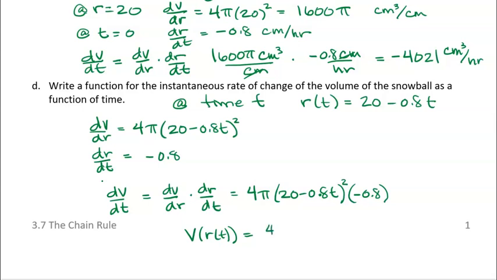We could write that as 4/3 pi r cubed, but then we put in the r, which is 20 minus 0.8t, cubed. That's our composition. Now that's just a function for volume in terms of time, and we have just found the derivative of that. We couldn't do that before, but now we know what to do.